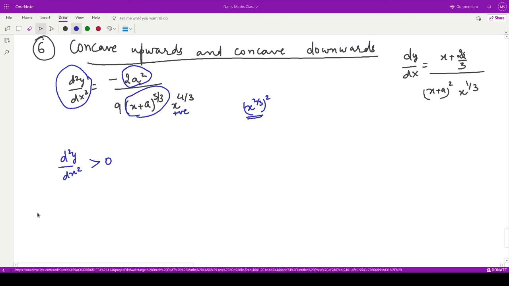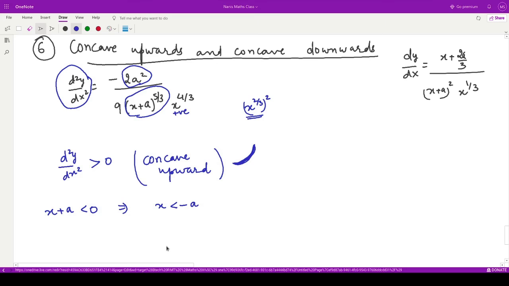So that means here we should have x plus a to be negative. And this is the condition when your second derivative is greater than 0. So this condition corresponds to concave upward nature of the curve. So that means your curve would be something like this. And you can say this curve can hold water into it, right? So what does this mean? It means x is strictly less than minus a. So our interval here is minus infinity to minus a. So in this interval your curve is concave upward.